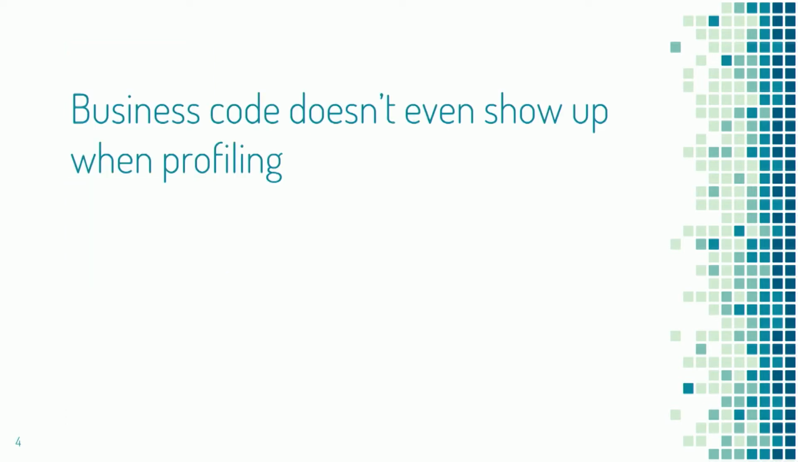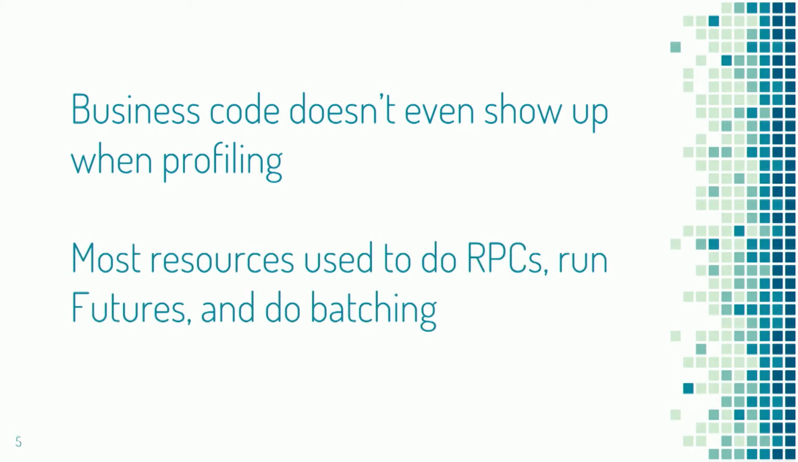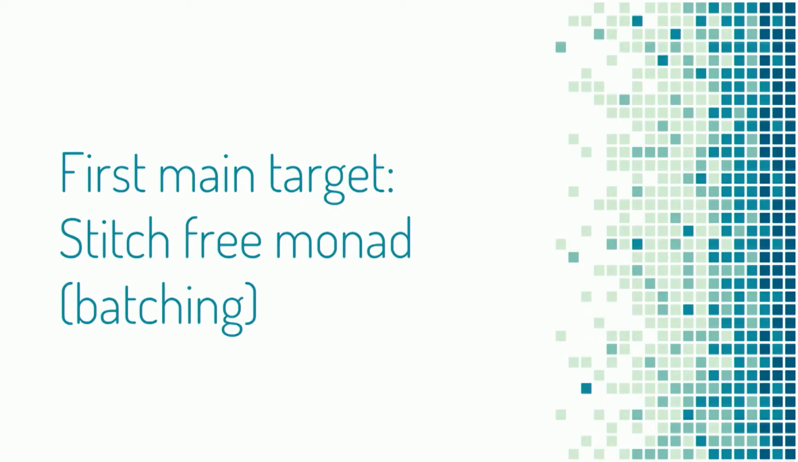So when I started profiling the system, actually the business code didn't even show up on the profiling tools. That's super funny. I didn't see anything about tweets there. Most of the resources were being used to do RPCs, to run futures and do batching of calls to other services. So the first main target that I started working on was the Stitch free monad.